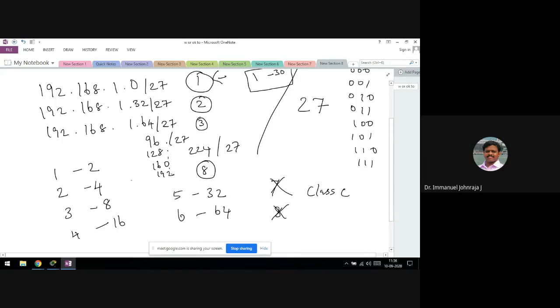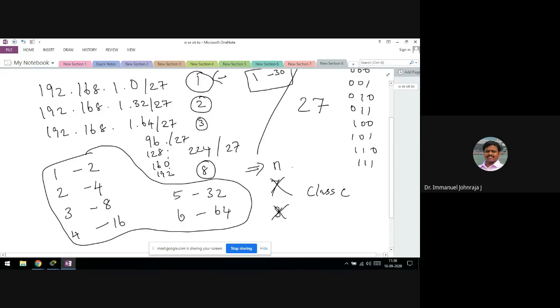You cannot borrow 7 bits or 8 bits in class C. If you want to generalize this, you will get a very famous formula: if you borrow n bits, you will get 2 power n networks. So if you want to create 4 networks from the given IP address, you should borrow at least 2 bits. And if you want to create 16 networks, you are supposed to borrow 4 bits.